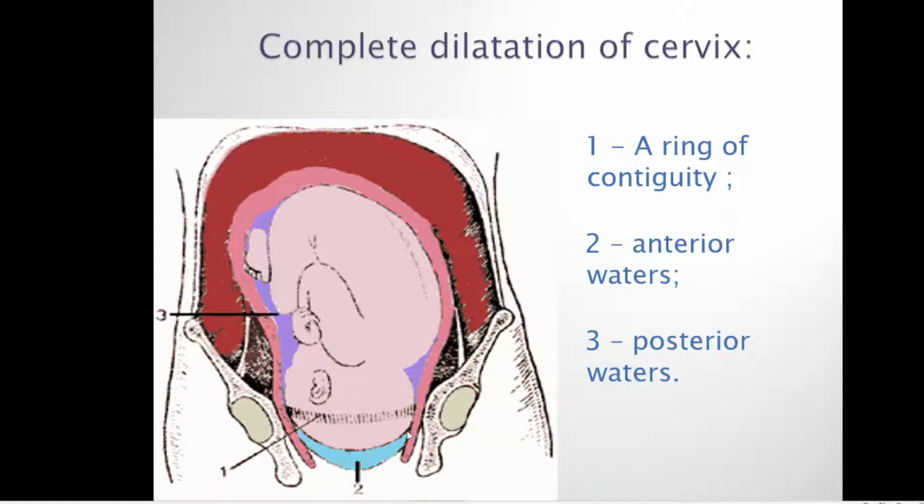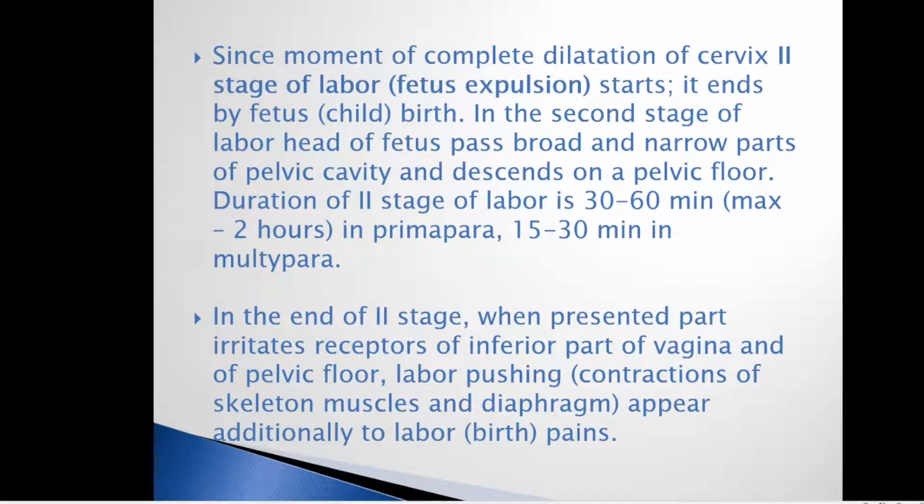During labor pain, intrauterine pressure increases, and it additionally helps dilation of the cervix in the latent and active phases of the first stage of labor. From the moment of complete dilatation of the cervix, the second stage of labor starts, also named fetus expulsion. It ends with fetus birth.